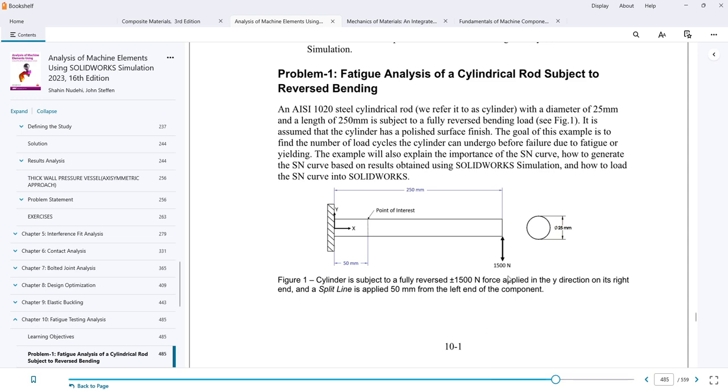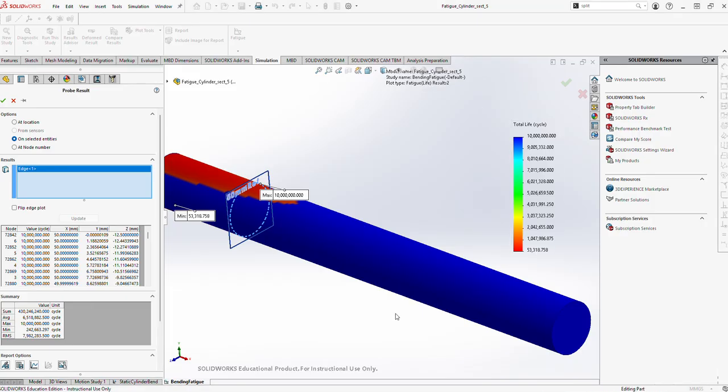Welcome back to part 3 of this fatigue analysis of a cylindrical rod subject to reverse bending loading. In this part, we are going to discuss the analytical solution that we can then compare with the value of the fatigue life that we have determined from this shaft. And in the last part, I showed you that the minimum fatigue life of this shaft is 53,318.